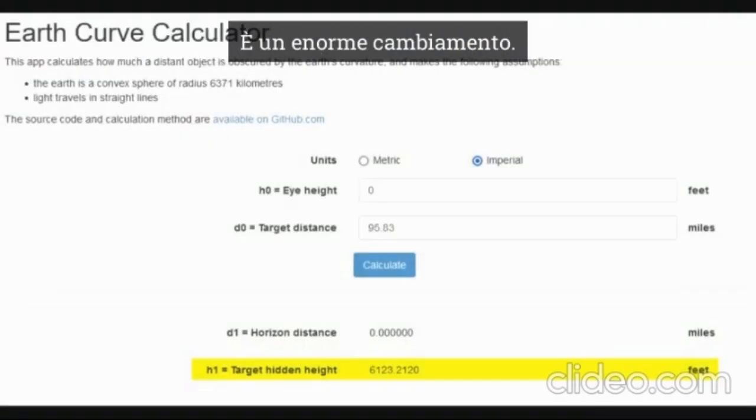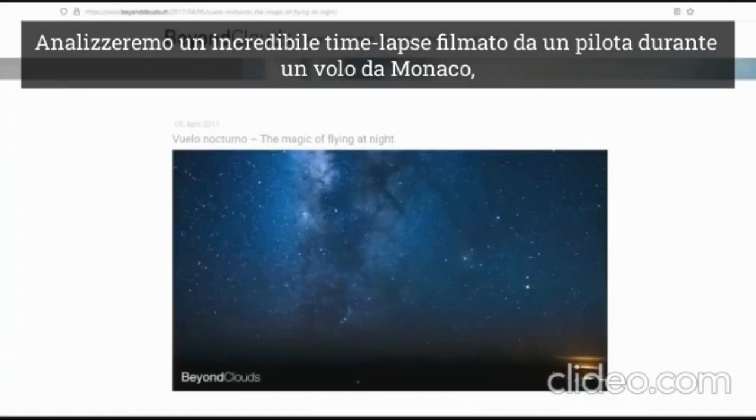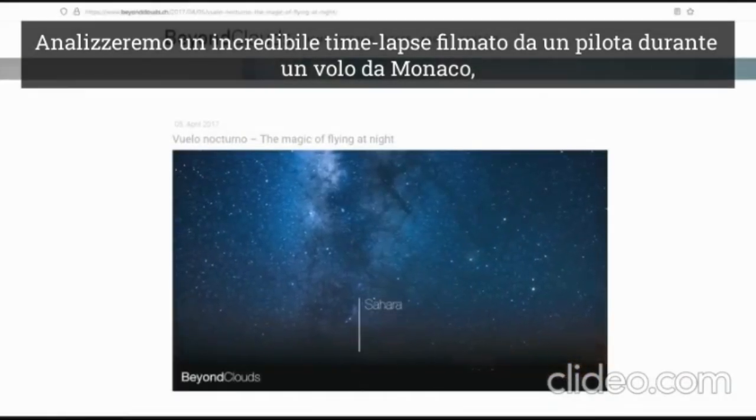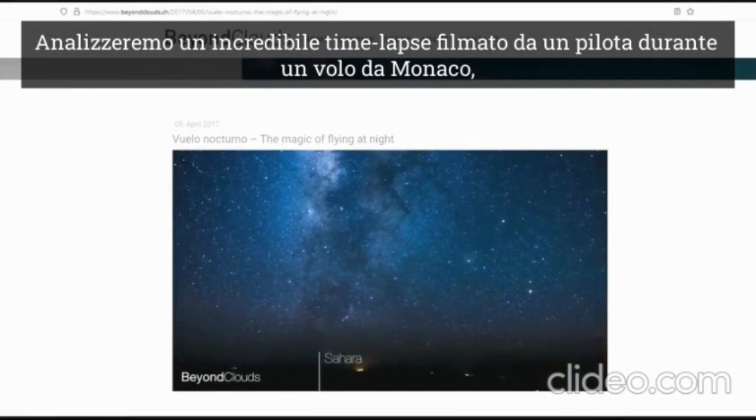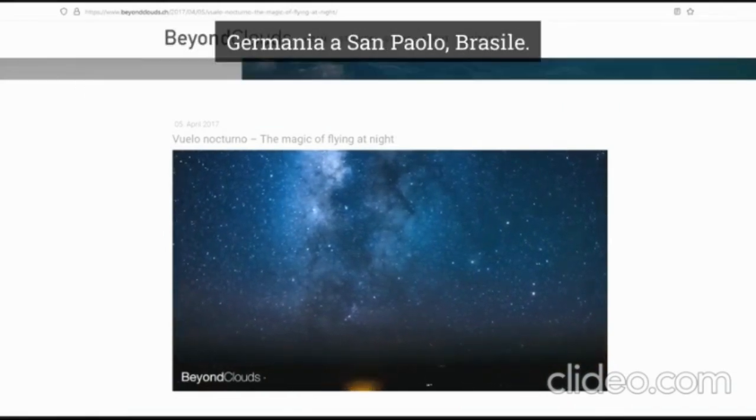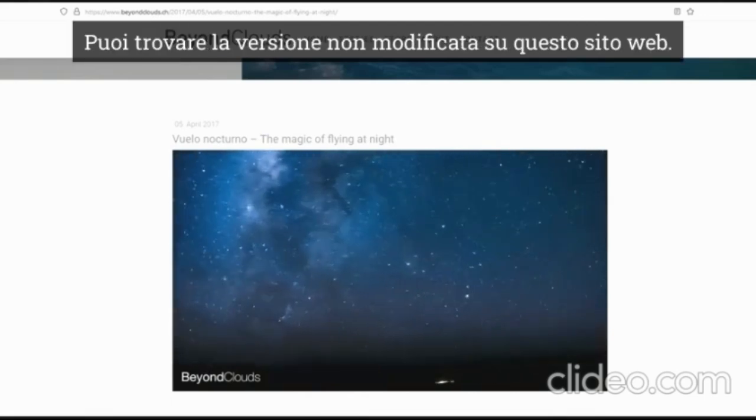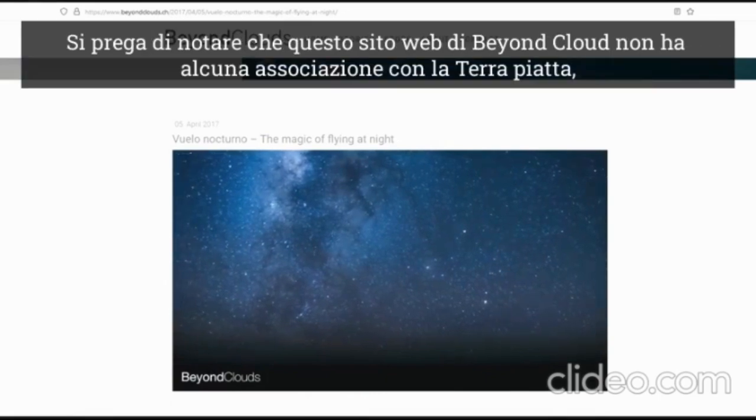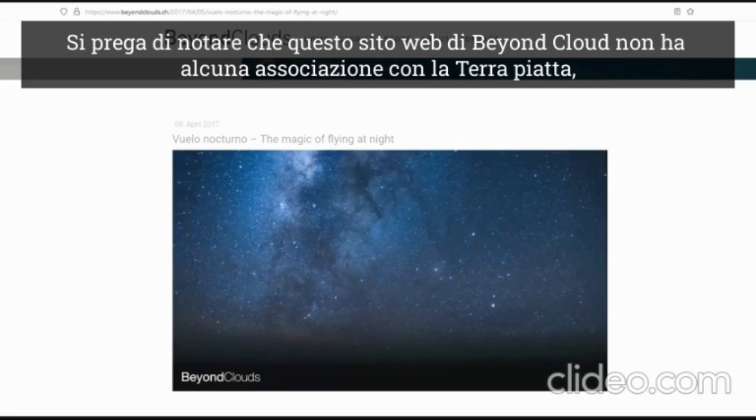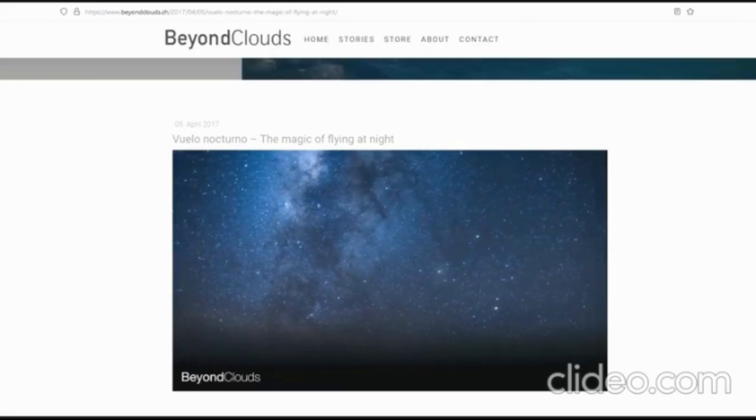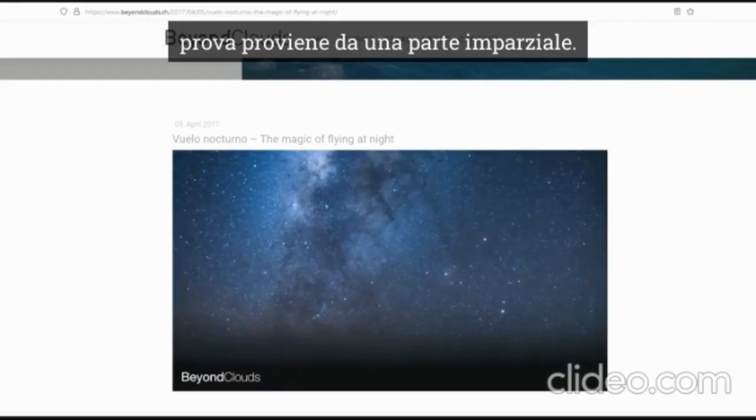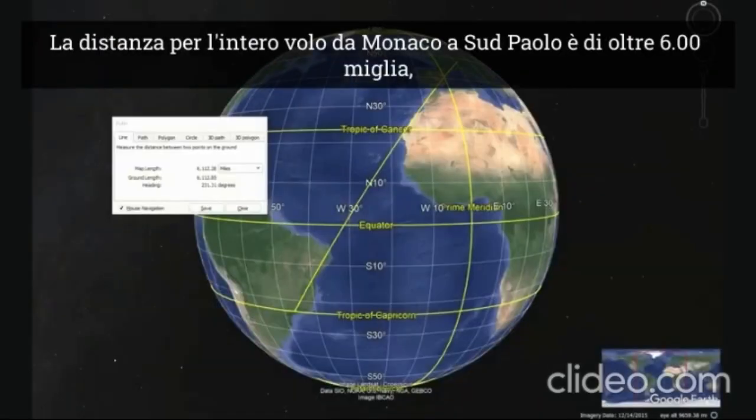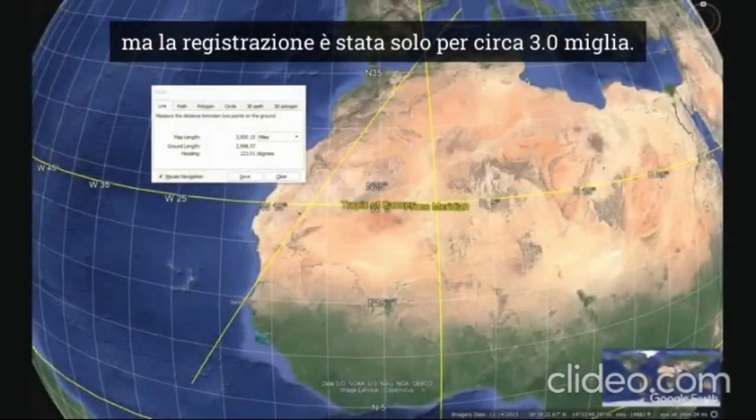That's a huge adjustment. We are going to analyze an amazing time-lapse filmed by a pilot on a flight from Munich, Germany to Sao Paulo, Brazil. You can find the unedited version on this website. Please note that this Beyond Clouds website has no association with the Flat Earth, which means this evidence comes from an unbiased party. The distance for the full flight from Munich to Sao Paulo is over 6,000 miles, but the recording was only for approximately 3,000 miles.